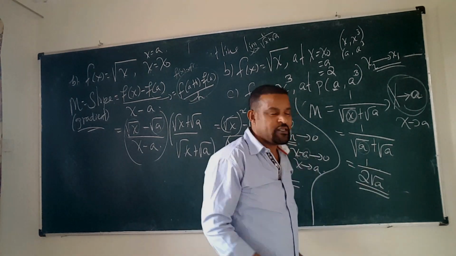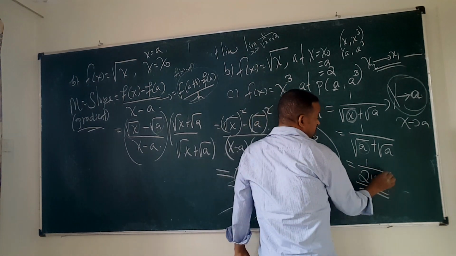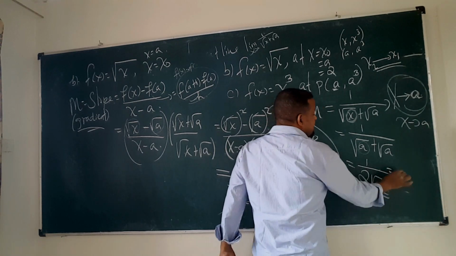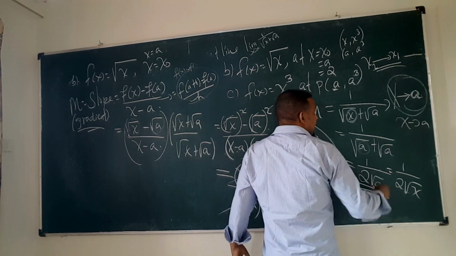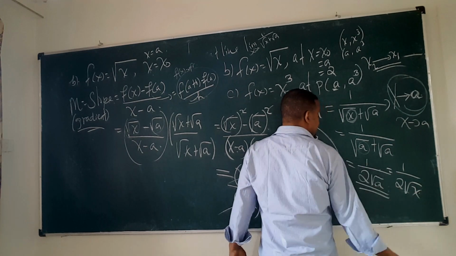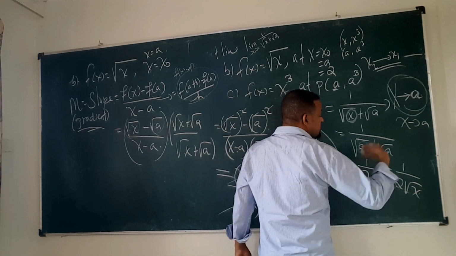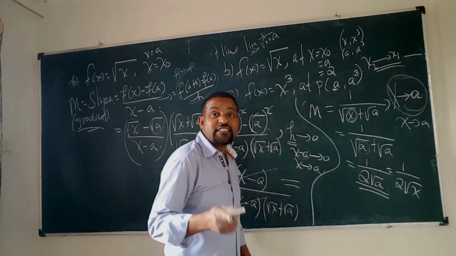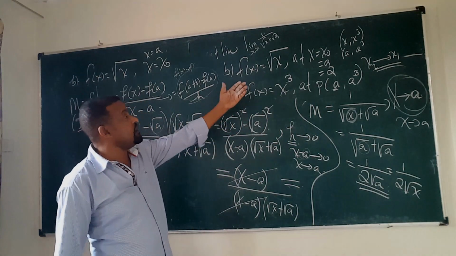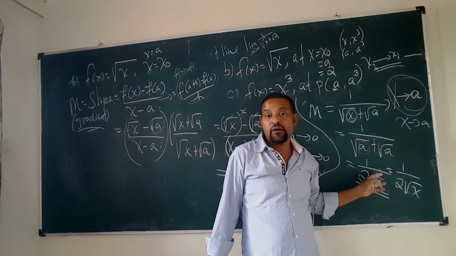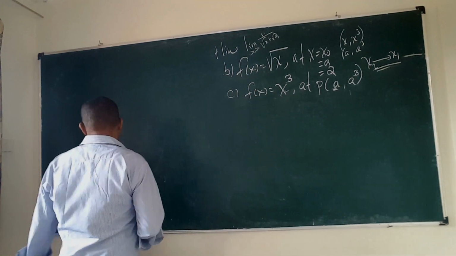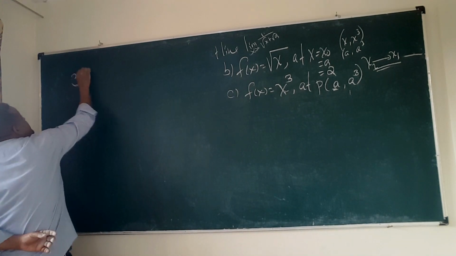At an arbitrary x, the slope is 1 over 2 radical x. At a particular point, for example at x equal to 2, we substitute 2 here; at x equal to 4, at x equal to 5, this is the slope. So at 2 it will be 1 over 2 times radical 2, at 4 it will be 1 over 2 radical 4, and so on.